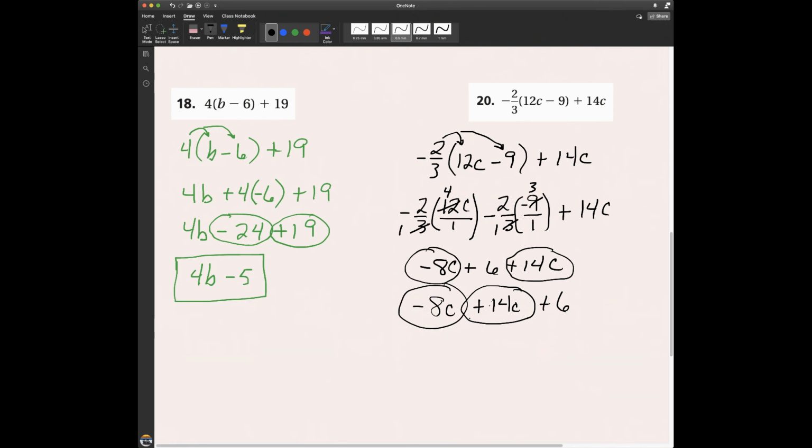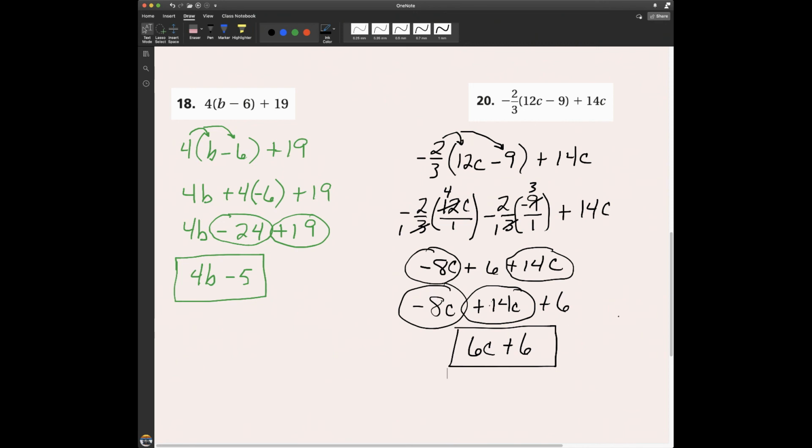So those are my like terms, and I put them together, and let's combine them. Negative 8c plus 14c is 6c plus 6. Are there parentheses here? No. Are there any like terms here? No. So this expression is in simplest form.